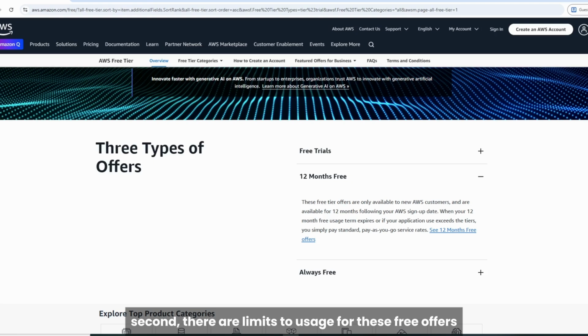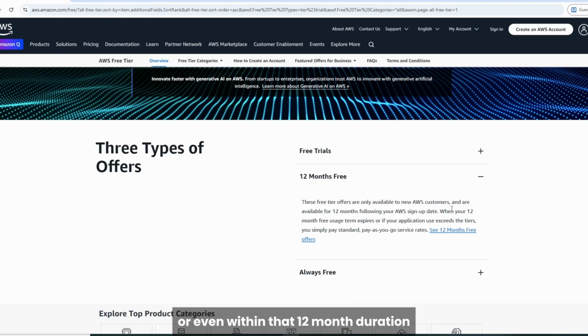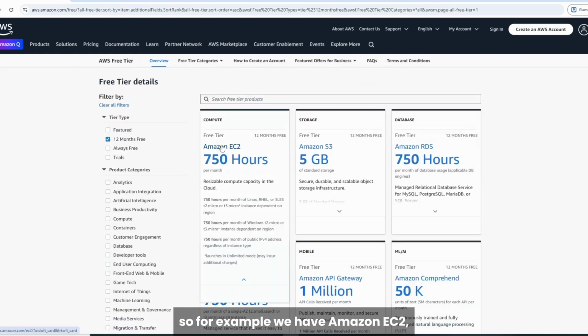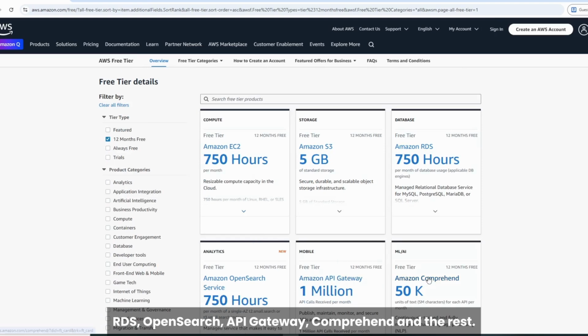Second, there are limits to usage for these free offers. What that means is that when your 12-month free usage period expires, or even within that 12-month duration, if we exceed the usage limits, then you would have to pay the standard pay-as-you-go rate. And let's look at some examples. So for example, we have Amazon EC2, S3, RDS, OpenSearch, API Gateway, Comprehend, and the rest.